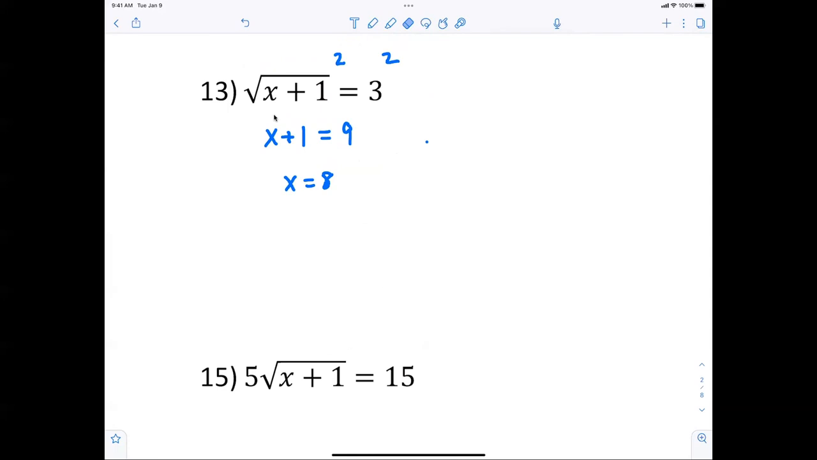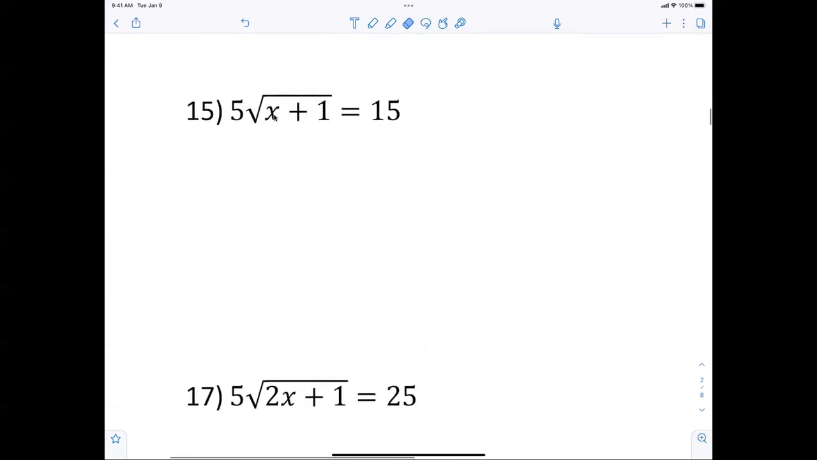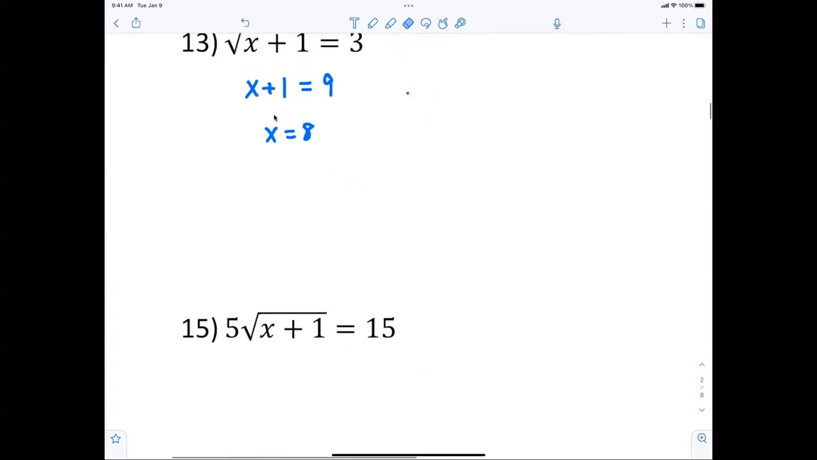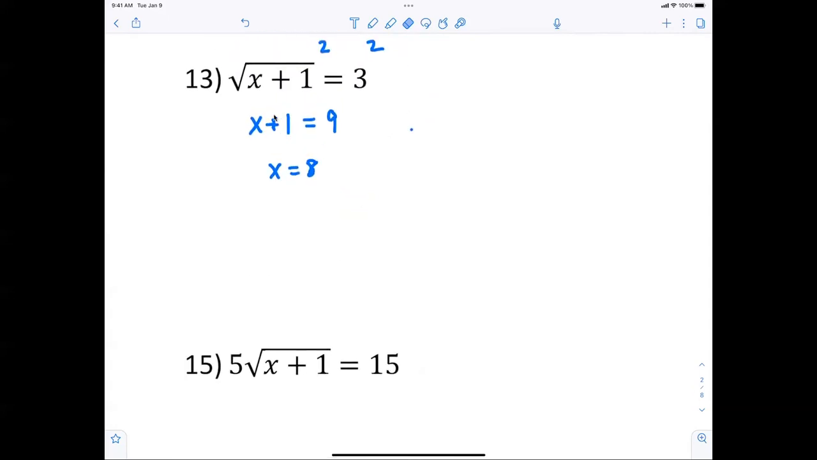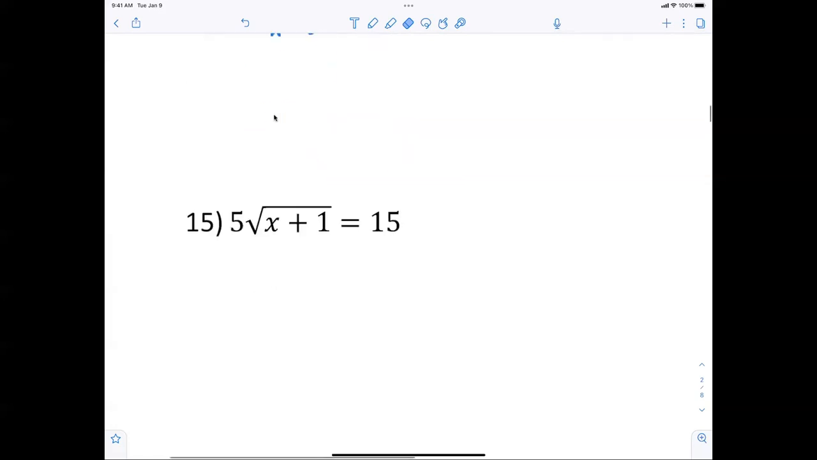All right, now I need everybody to look at number 15. You have a question on 13? How did you get 8? 9 minus 1? I squared both sides first. Don't you have to isolate it? It is isolated. All right, now everybody look at number 15.